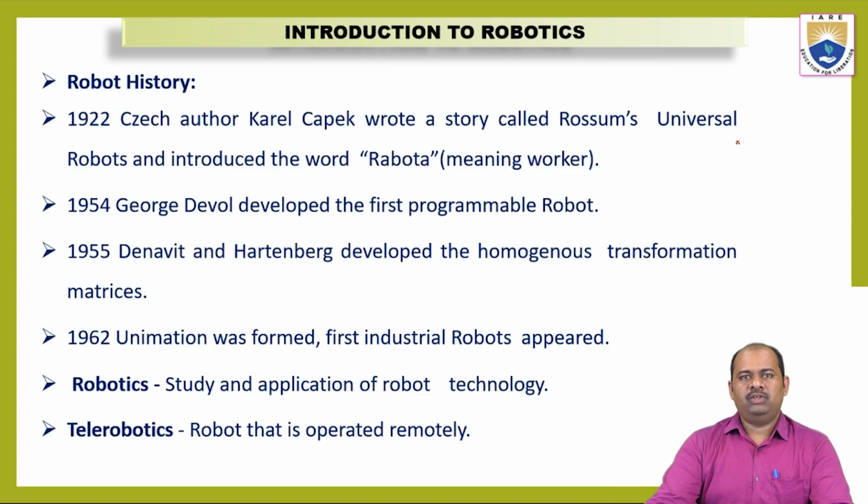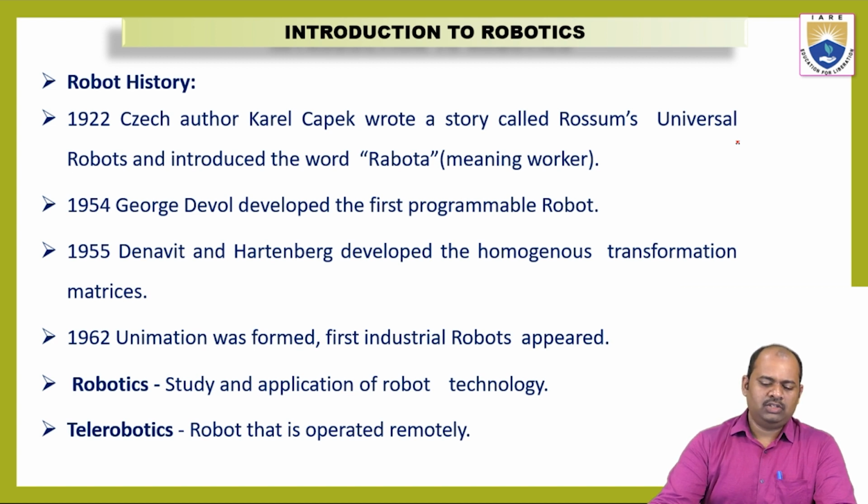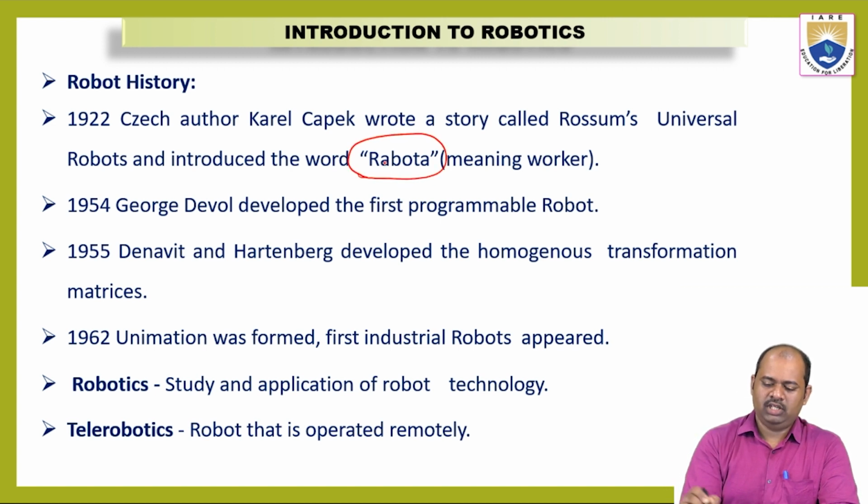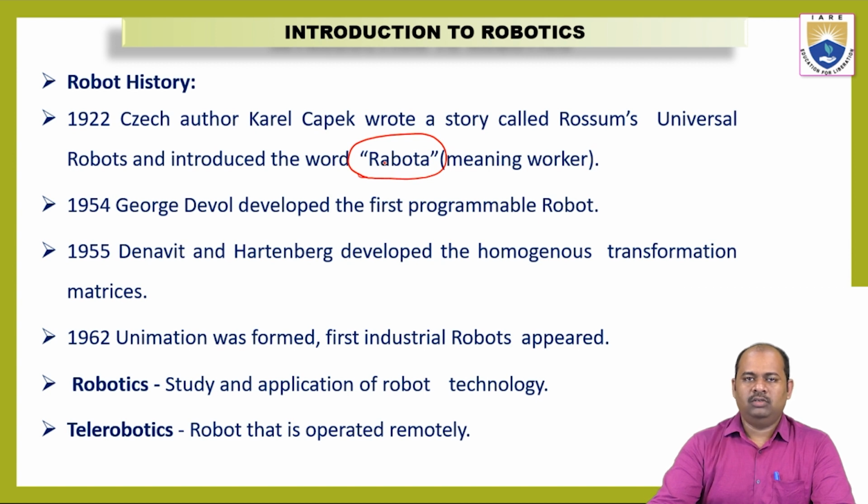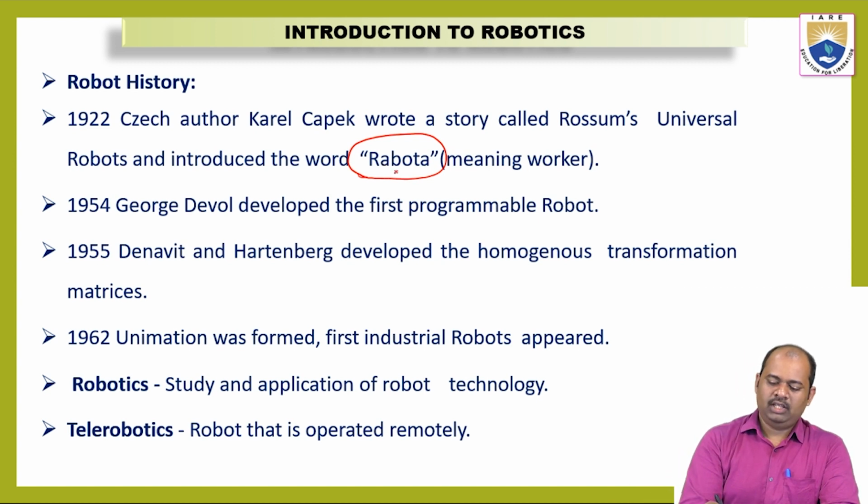Now let us go deep into robot history. Back in the year 1922, a Czech author named Karel Čapek, a story writer, wrote a story called Rossum's Universal Robots, and introduced the word robota. This is the first time in history where the word robot is used. Here the word robota means worker. Any person who is working can be called a worker.